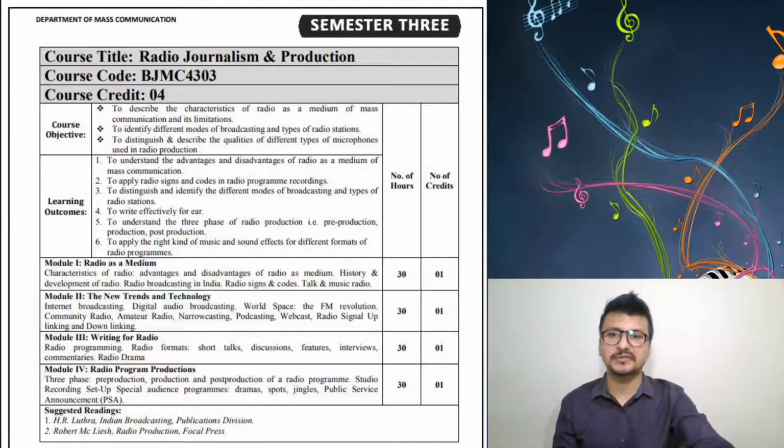So in this syllabus, in the first module, we will be covering radio as a medium. The topics include characteristics of radio, advantages and disadvantages of radio as a medium, history and development of radio, which is the most important thing. You need to know about the history of the thing that you're going to study. Then radio broadcasting in India, when radio started in India, radio science and codes, some special symbols, talks and music radio.